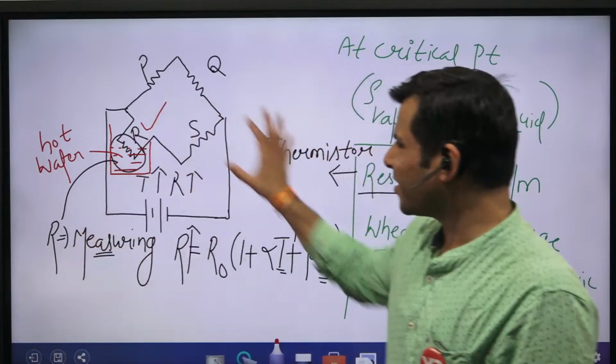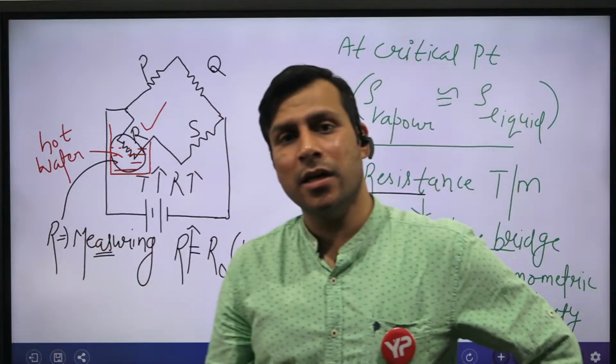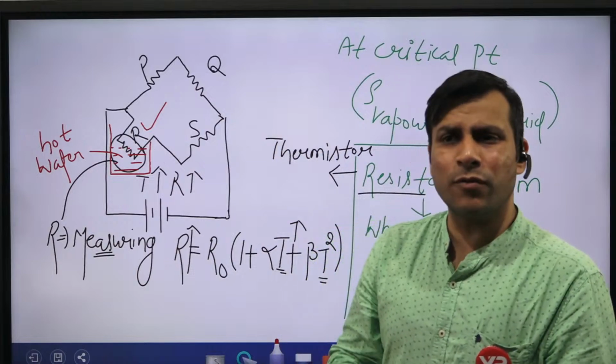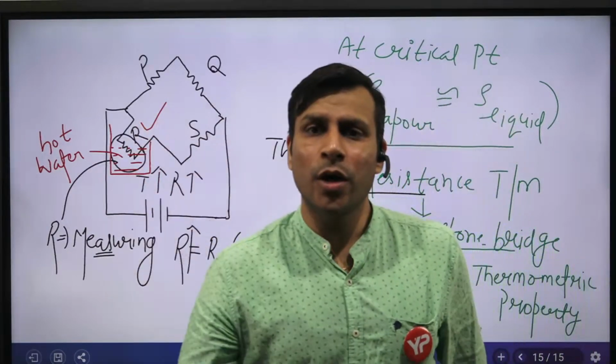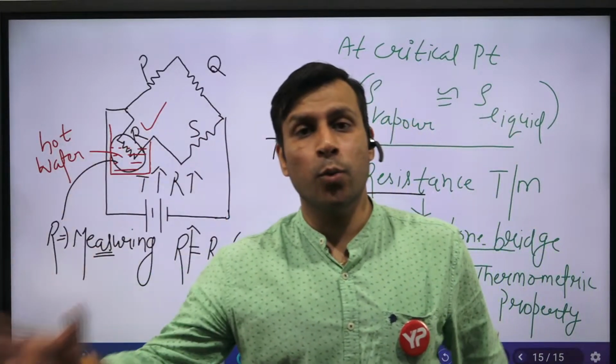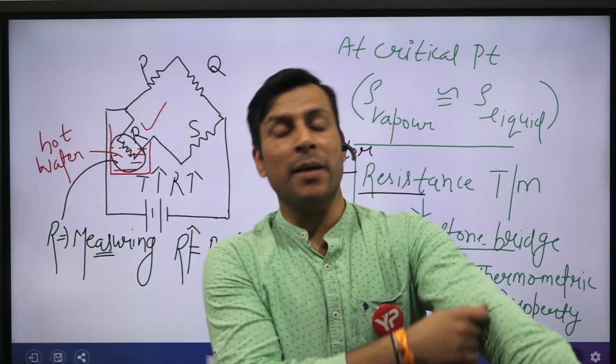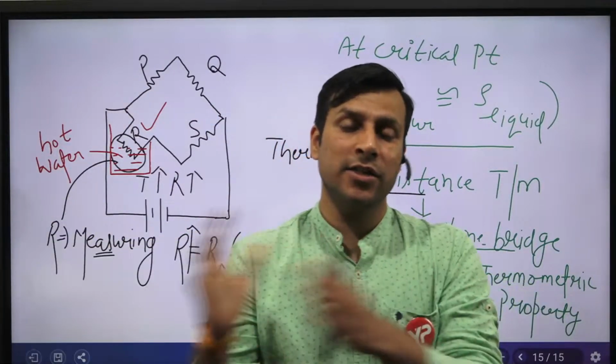So this is just the basic things about resistance thermometer and thermistor. Similarly, for constant volume and constant pressure, you can get an idea like this: in constant pressure, what we are doing is keeping the pressure constant and measuring the change in volume. By measuring the change in volume, we measure the change in temperature.